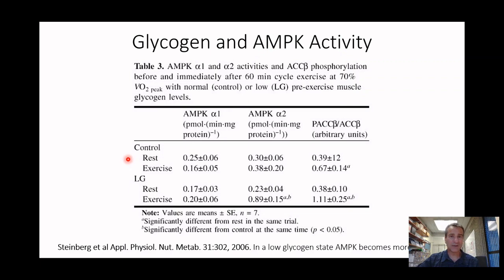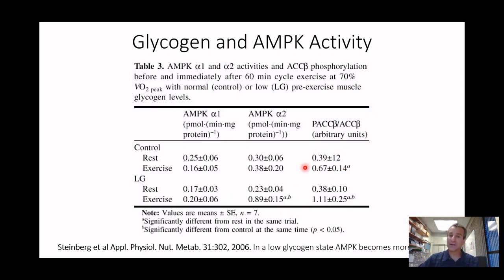All right, and so this is by Greg Steinberg, and what you see here is the alpha-1 and alpha-2 AMP kinase. And these are just two flavors of the AMP kinase. And what you can see is when you do exercise, the exercise doesn't affect alpha-1 AMP kinase, doesn't turn on alpha-1. It turns on alpha-2. And if you start with lots of glycogen, it turns it on a little bit, but in this case, not significantly. But when you start in a low glycogen state, now when you exercise, you actually get a significantly greater increase in AMP kinase activity.